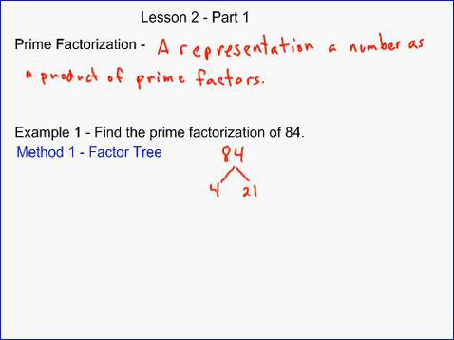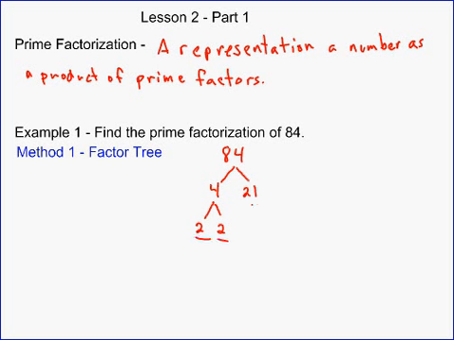But they're not prime numbers. So we have to keep factoring using this tree until we get to all prime numbers. So we look at 4 first. If I look at 4, well, 4 factors to 2 times 2. Now we have prime numbers. 2 and 2 are both prime numbers, so that's really good. So we're done there, because we're always finished whenever we get to prime numbers.